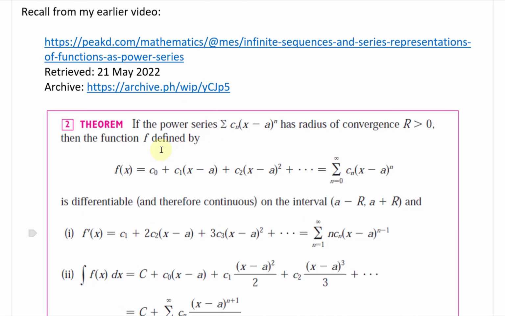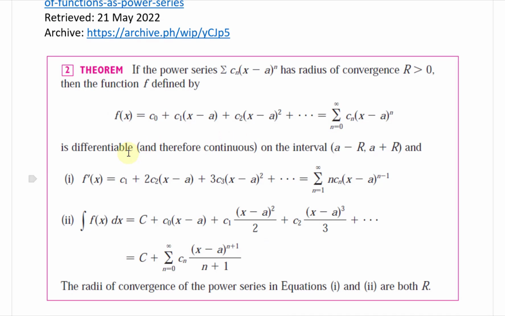then the function f defined by f of x equals c0 plus c1 times x minus a plus c2 times x minus a squared plus etc., equals this right here, which is just a power series, the summation from n equals 0 to infinity of Cn times x minus a to the power of n, is differentiable and therefore continuous. Yes, you can take the derivative and it's continuous on the interval a minus r to a plus r, an open interval, because it doesn't have to be continuous or differentiable at the endpoints, but in between it is. So yeah, this may or may not be continuous or differentiable at the endpoints, but in between it is.